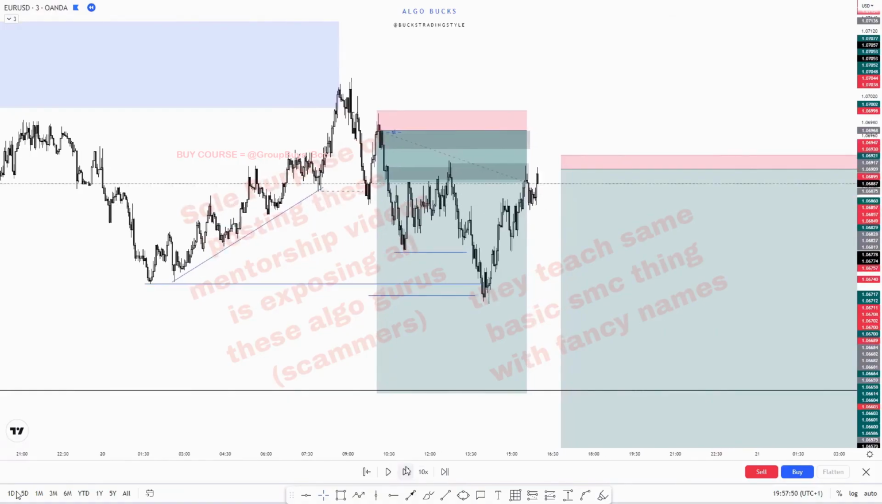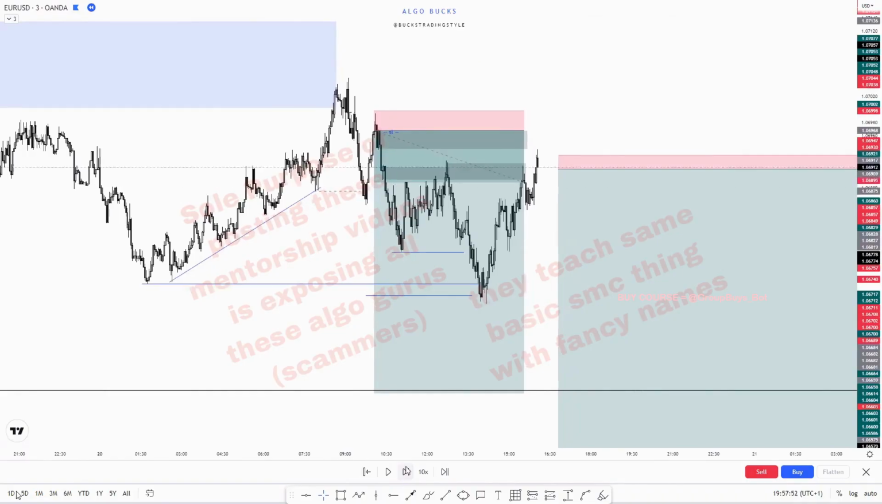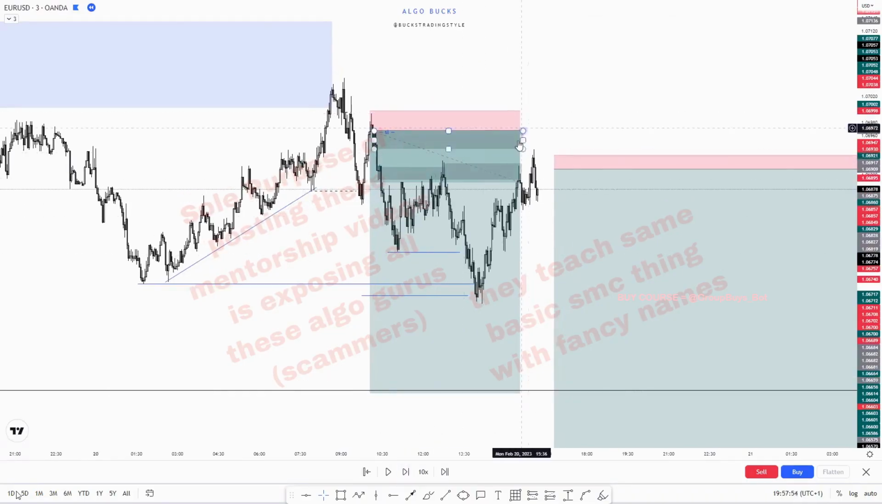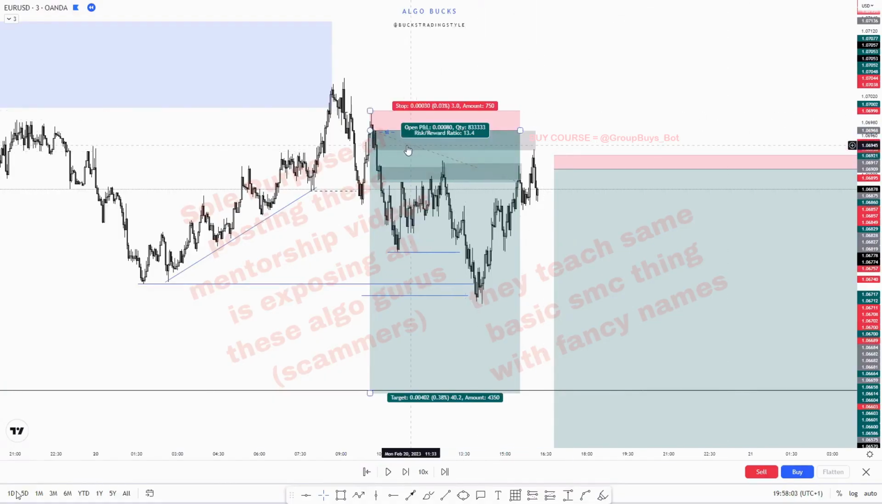Okay, price mitigated the MSU POI. Let's see if it mitigated the other POI. Good. There was mitigation right here. So you see something about price, right? Price actually came back. Price gave us enough reason that it's going to come back to mitigate this.